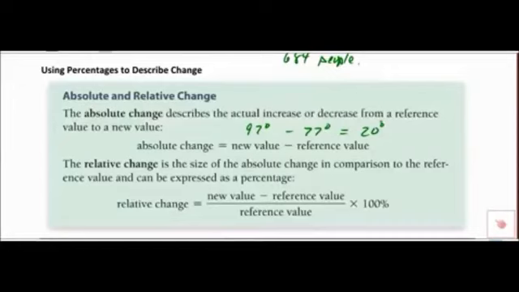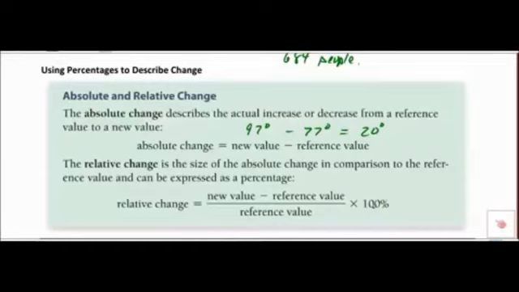That's going to be a percentage. So I would take that absolute change of 97 degrees minus 77 degrees, and I would divide that by the reference value, which would be the 77 degrees, multiply it by 100 to get a percentage. Again, I'm going to give you these formulas. You just need to be able to use them. So it's the new value minus the reference value divided by the reference value. So it's the absolute change we found earlier divided by the reference value. And if I multiply that by 100%, that'll give me a percentage.